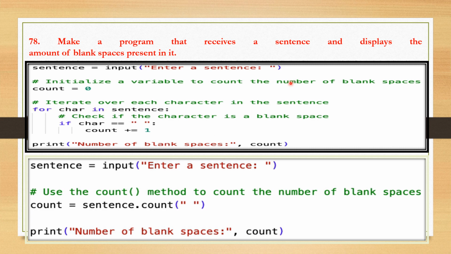The second approach is using the count function. Here the count method is used on the sentence string to count the occurrence of blank spaces. We pass the quotes with a space as the argument to count the number of blank spaces, and the result of this count method is stored in the variable count, representing the number of blank spaces.